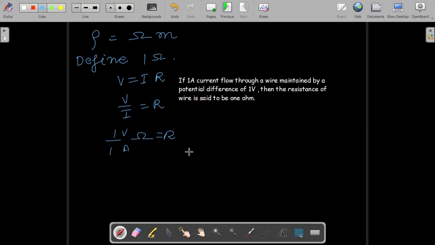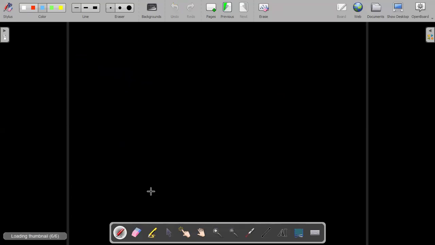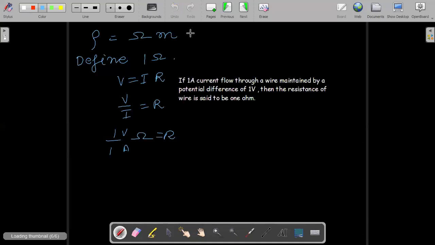Now let's define the resistivity of the wire. So we have the formula of resistivity R equals... Sir, can you once show the before page? Yeah, sure. Yeah. Yes, sir.